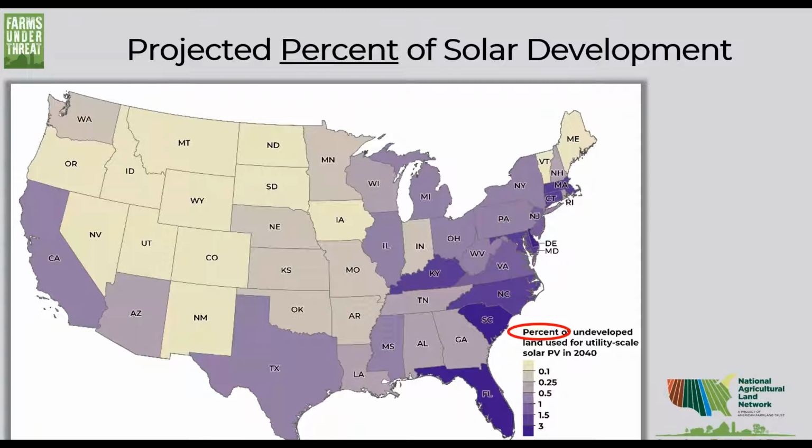This data comes from the decarbonization with electrification scenario of the U.S. Department of Energy's Solar Future Study. That study estimates that there will need to be 7.4 million acres of utility scale solar in place by 2040 to meet federal energy goals.